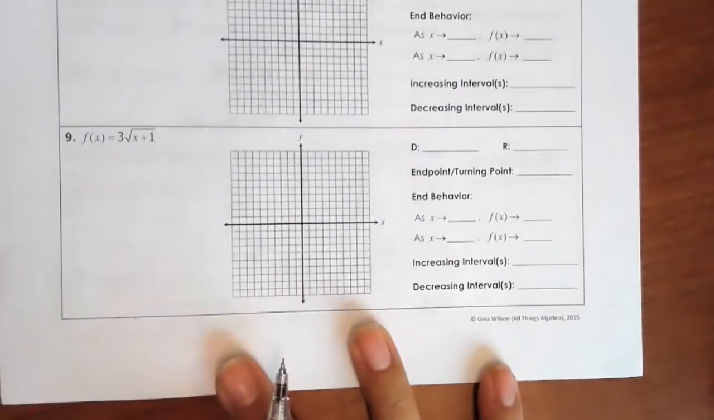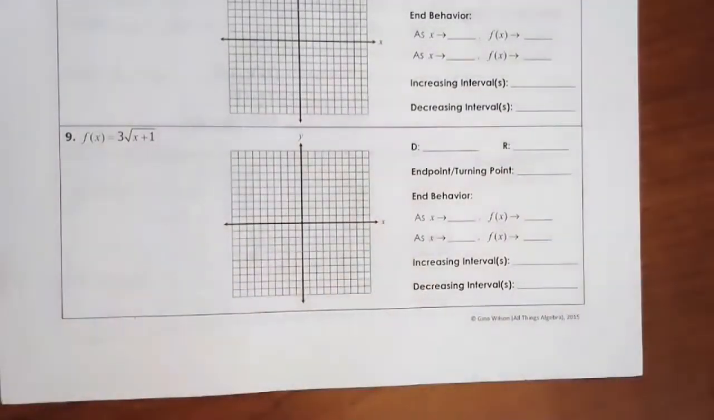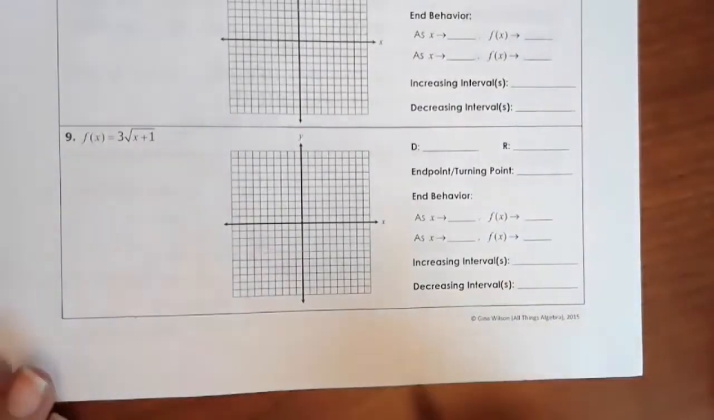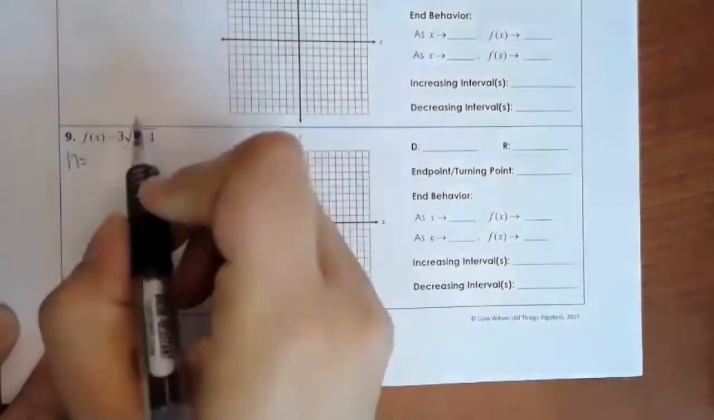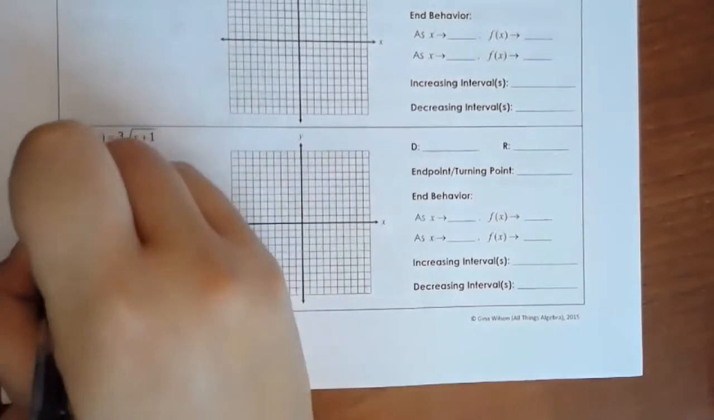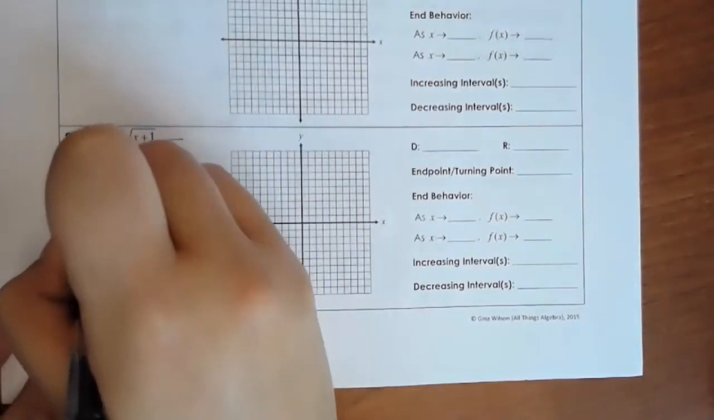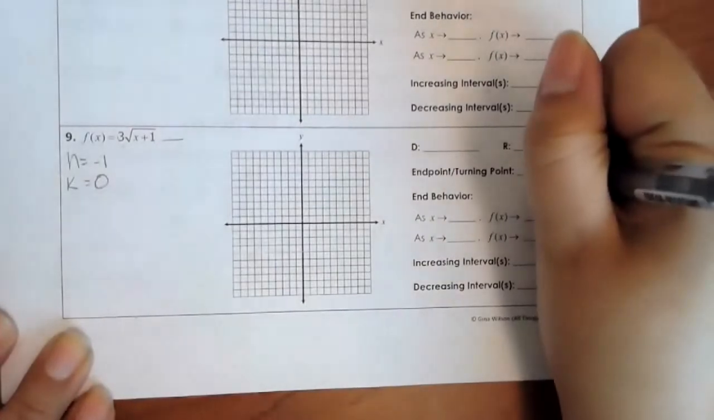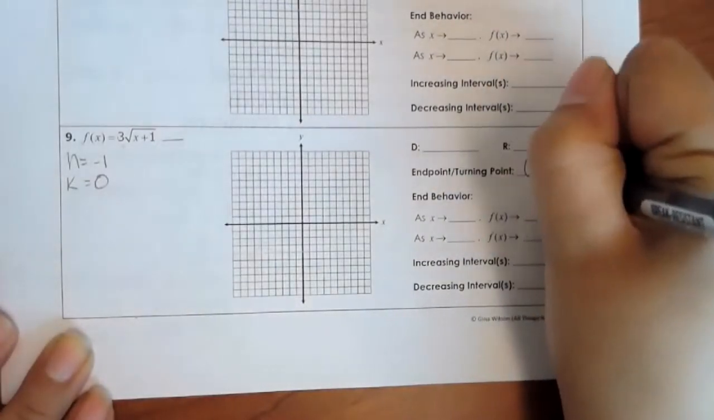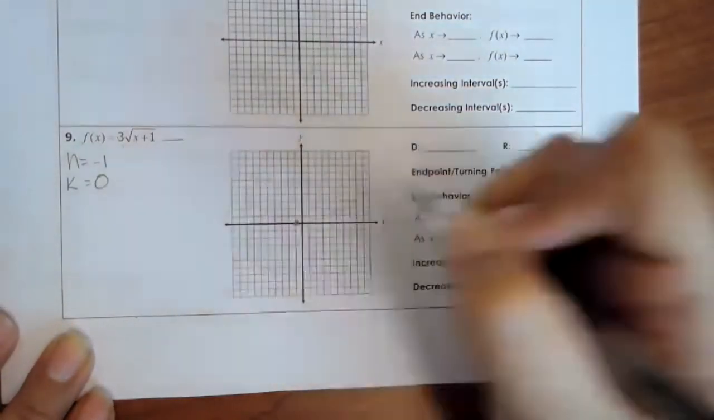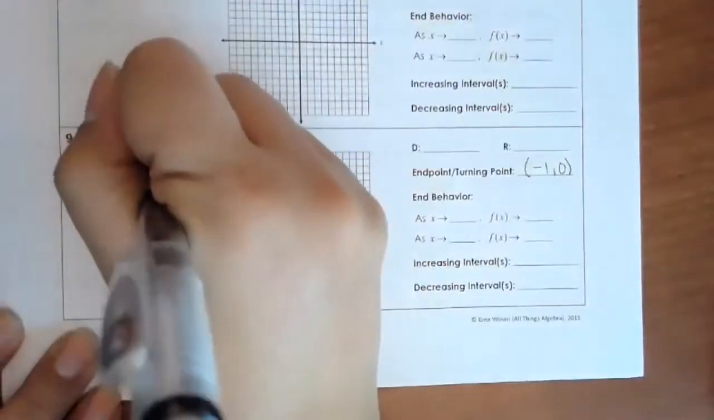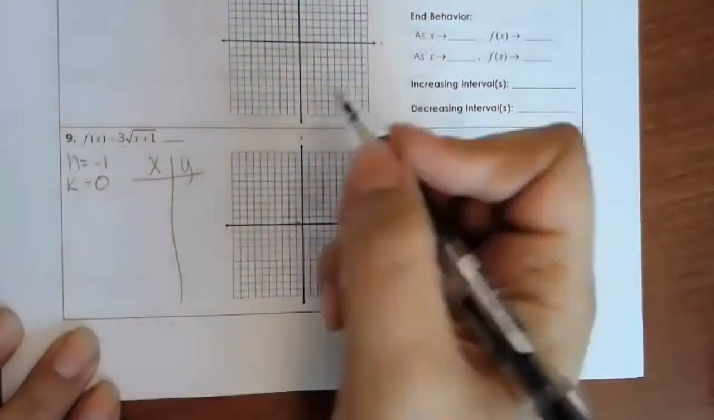All right, so let's look at number 9. We have 3 square root of x plus 1. For h, take the opposite sign, negative 1. k is 0. So our turning point, our endpoint, because we're in square roots, is going to be (-1, 0). So you can start by going ahead and plotting that one. If you want to make a table, go ahead. If not, you could just look at your calculator.